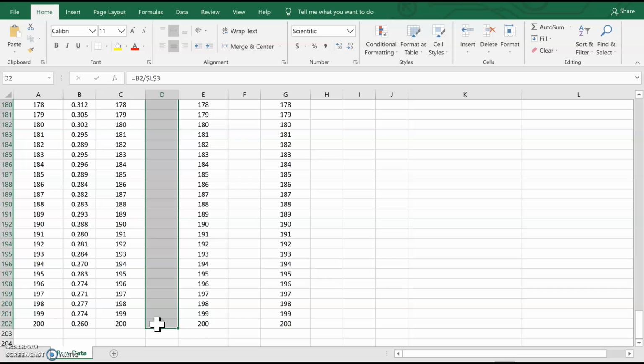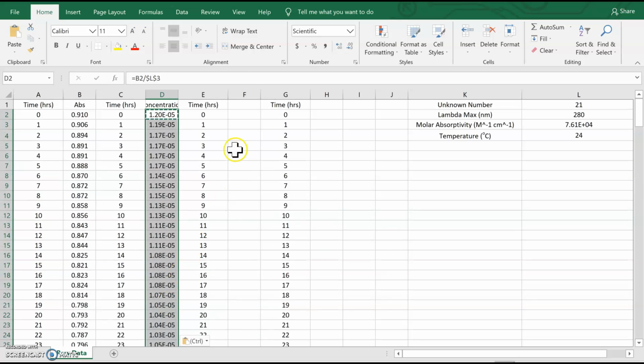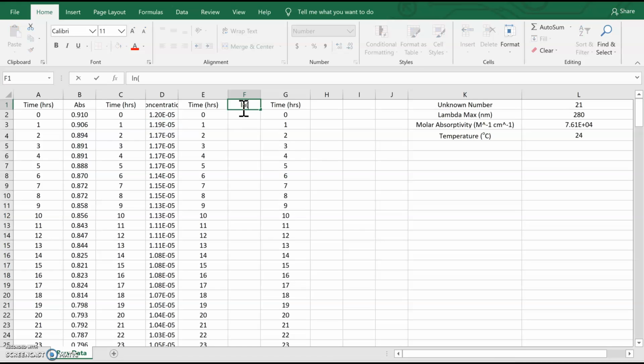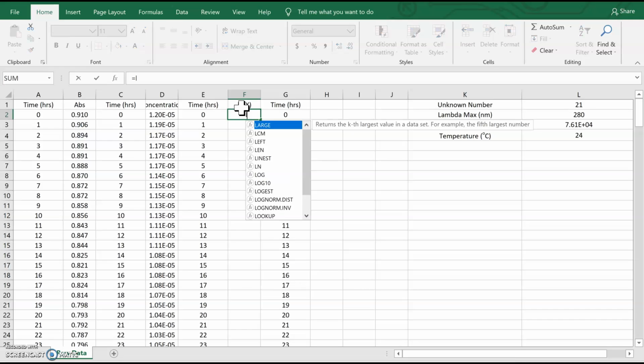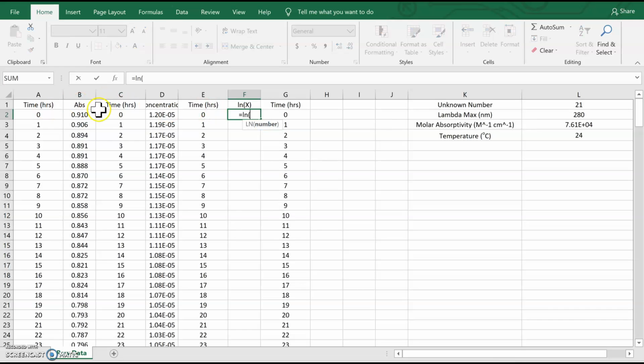Okay. All right, and then the next column that I wanted was the log of the concentration. So I'm going to say ln of x here. So that's equals the log of the concentration, which is this column here. And then copy that down.